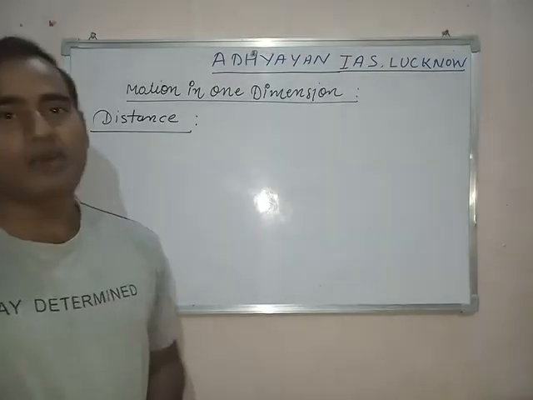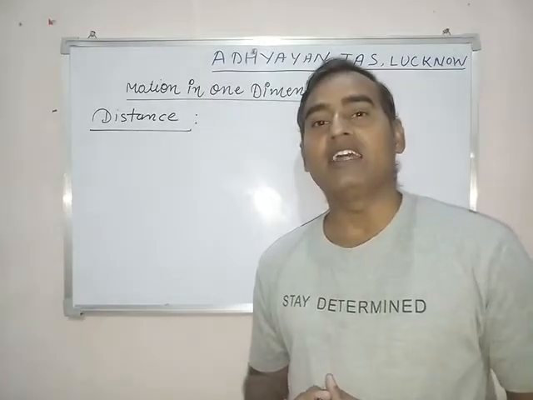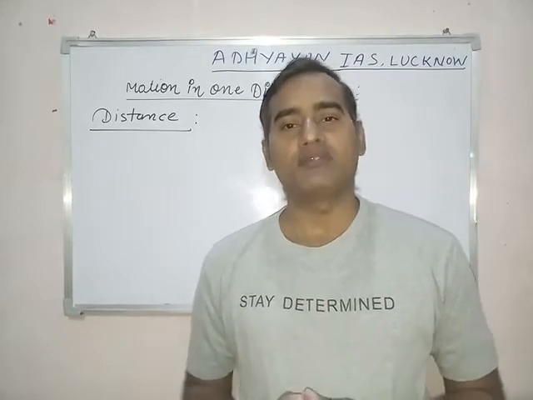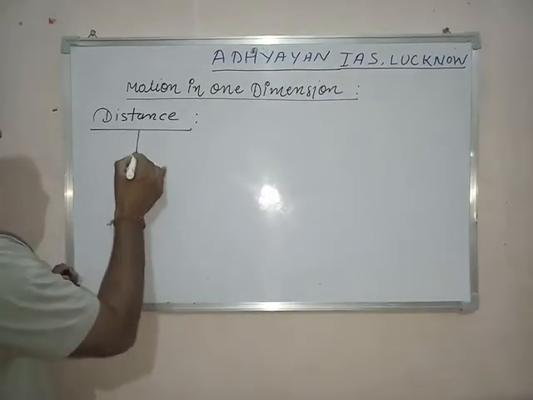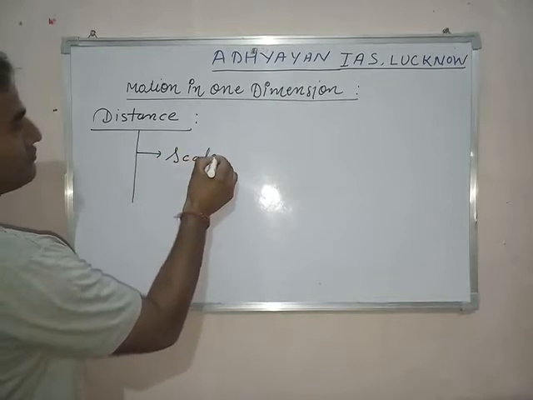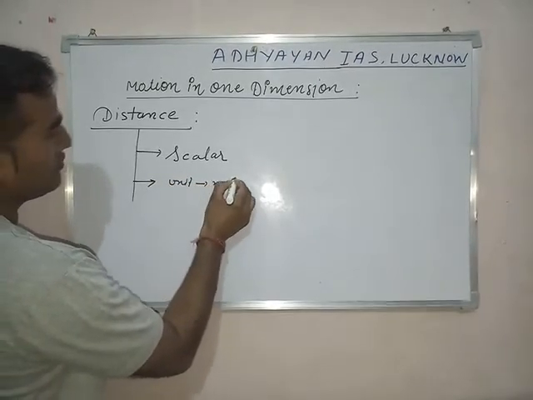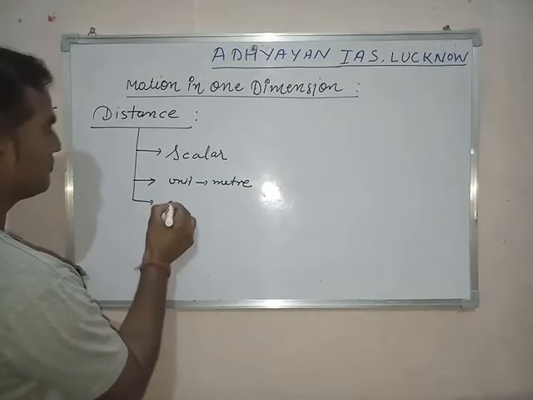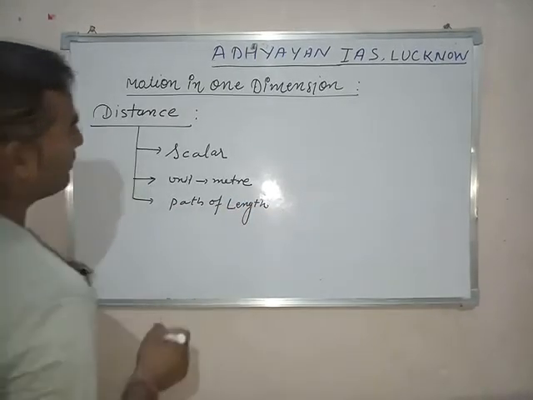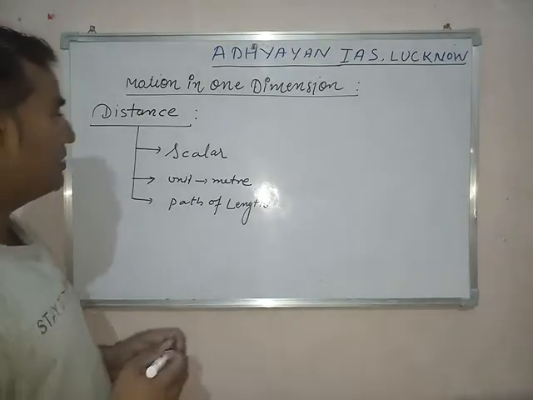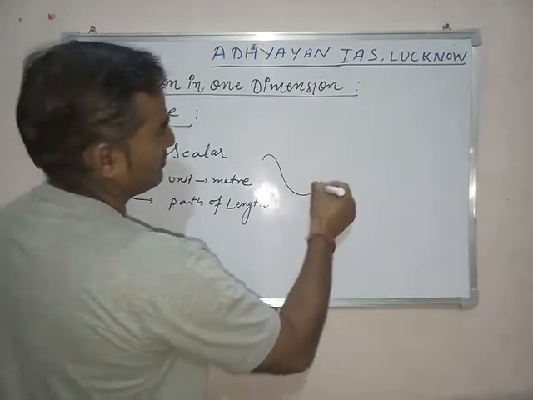Distance is basically the path length. Path length is called distance, and it is a scalar quantity. Its unit is meter. Distance, scalar, unit meter, path length is called distance. If we explain and elaborate this, then this is the distance.